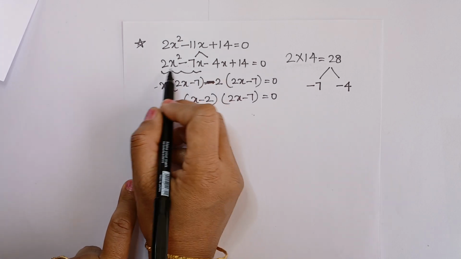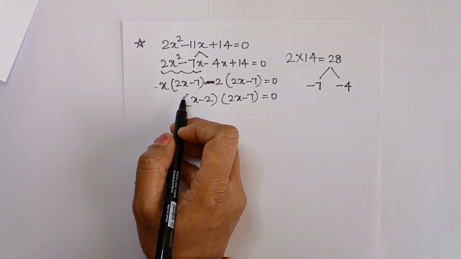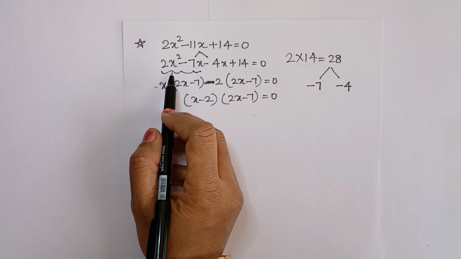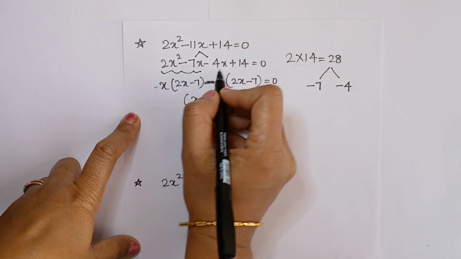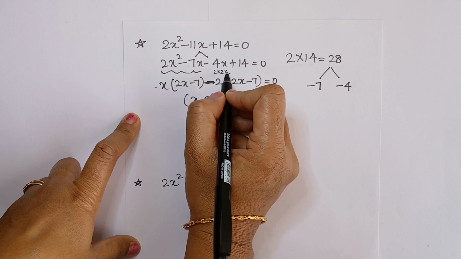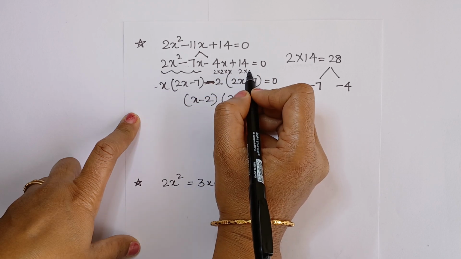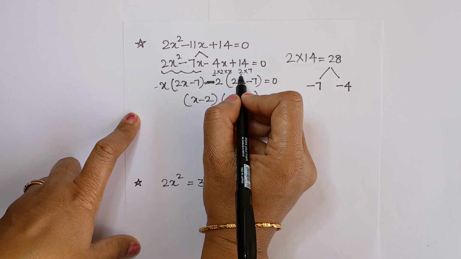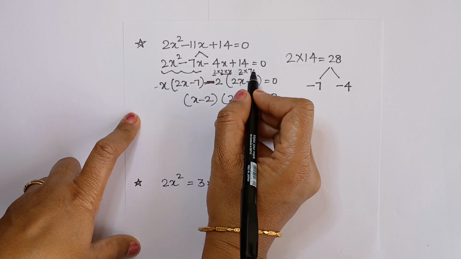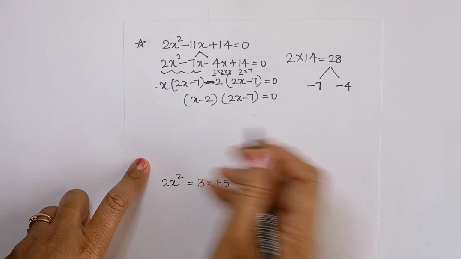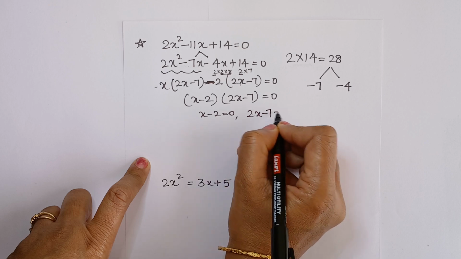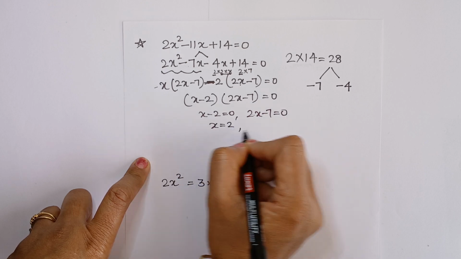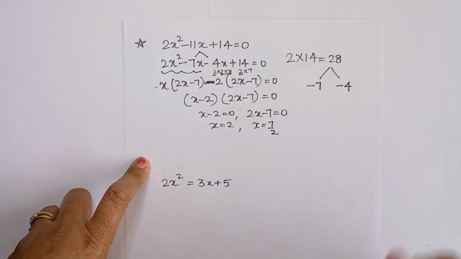Again, if you are having problem in taking common, you can just write it in prime factorization form. You can write it as 2 into x, 7 into x, and this you can write as 2 into x, this as 2 into 7. So from there you can take 2 common. In the bracket we will have 2x and 7. So we will have x minus 2 is equal to 0, 2x minus 7 is equal to 0, x is equal to 2, x is equal to 7 by 2.